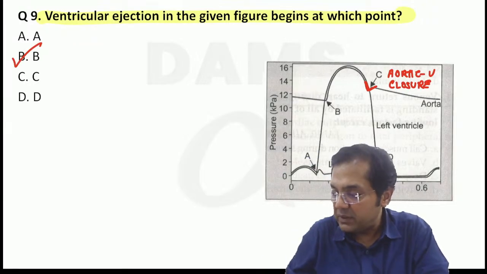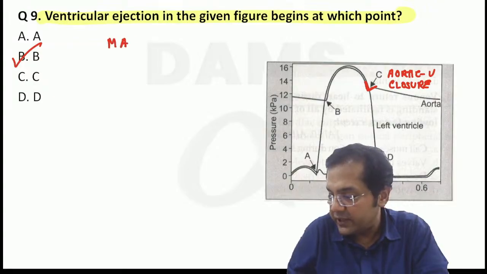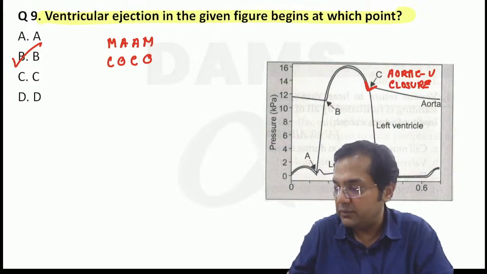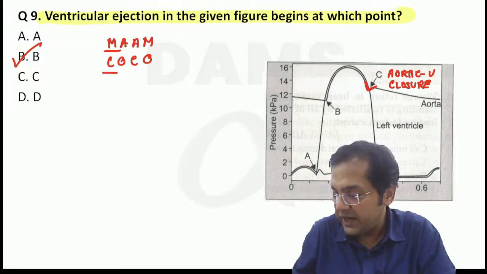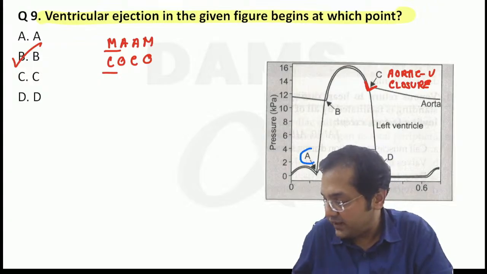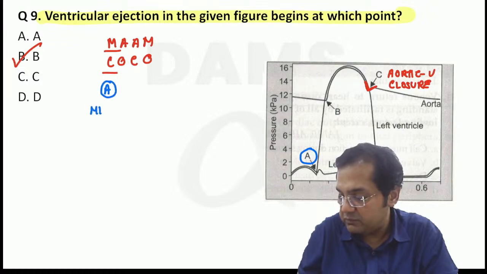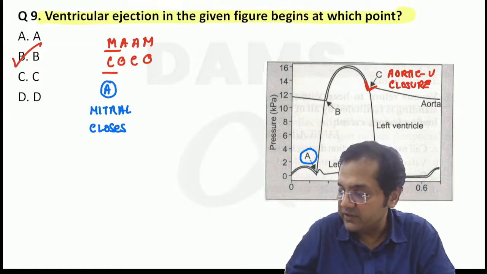But please remember, suppose you didn't know this question. Can you remember the mnemonic? Yes, very good, SK. Ma'am Coco. Mitral valve closes. This is my first event. So point A is mitral closes. This is point A.